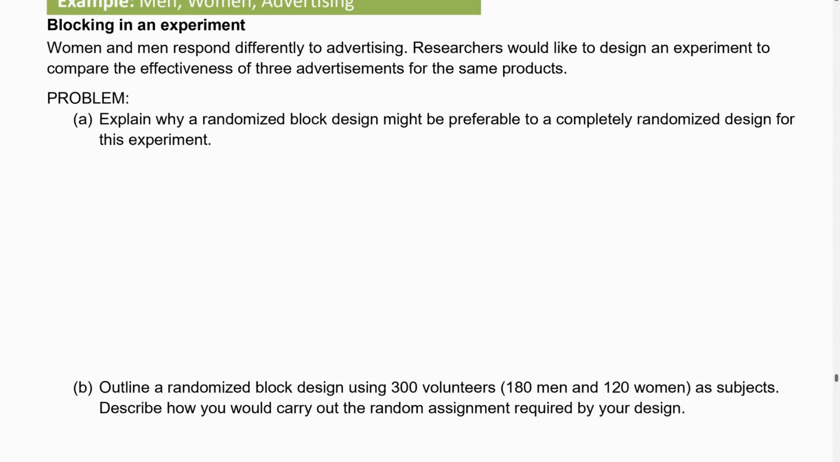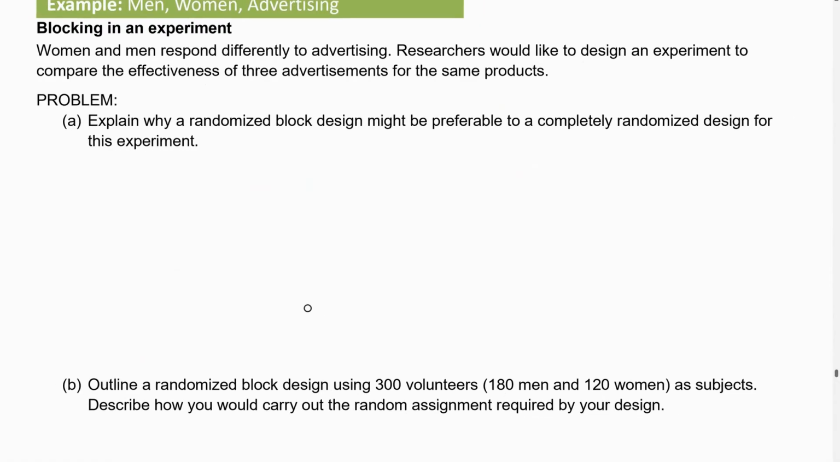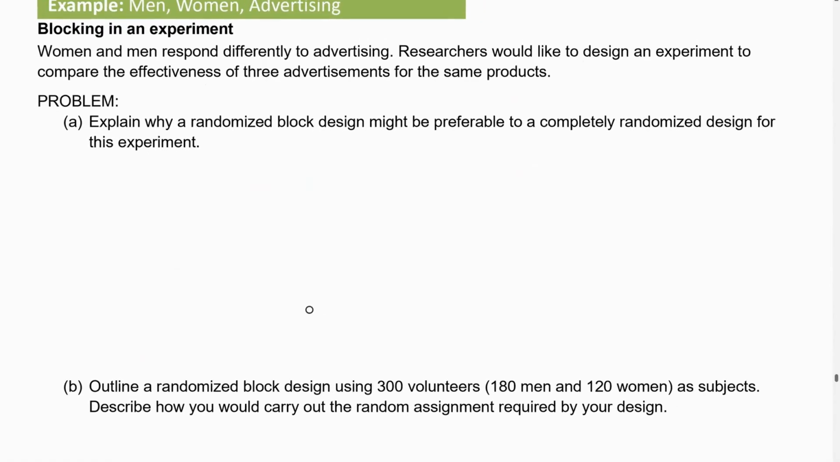Let's take a look at a place where a block design may make a lot of sense. It says women and men respond differently to advertising. Researchers would like to design an experiment to compare the effectiveness of three different advertisements for the same product. Probably should be product. Explain why the randomized block design might be preferable to completely randomized design for this experiment.